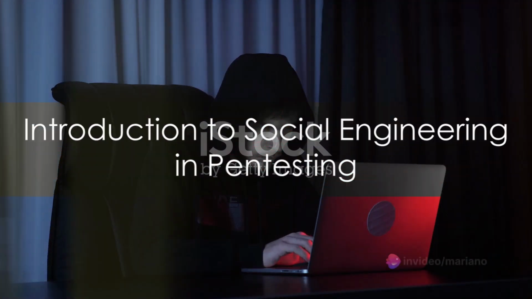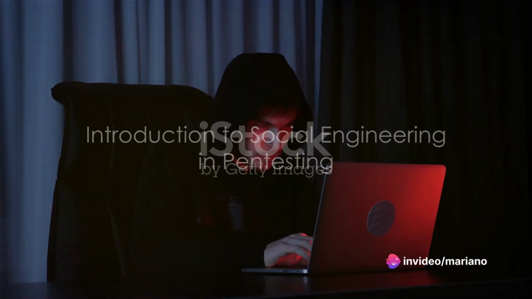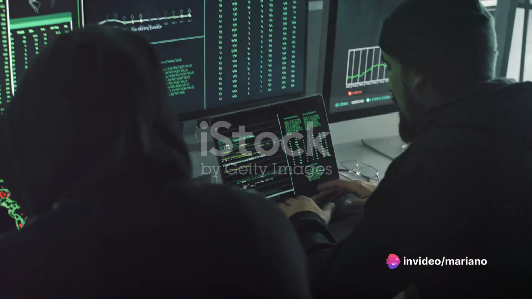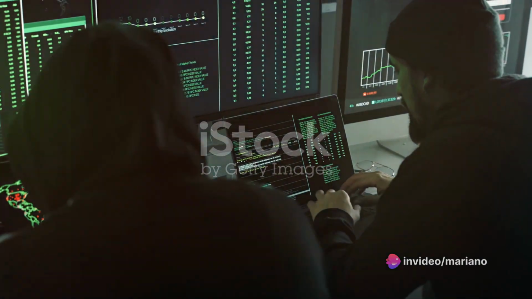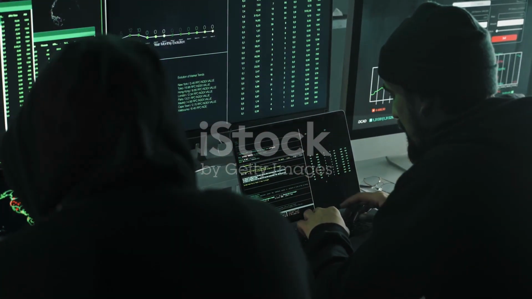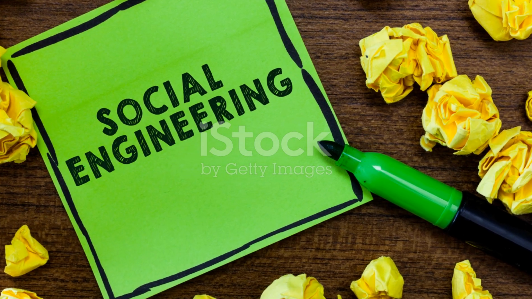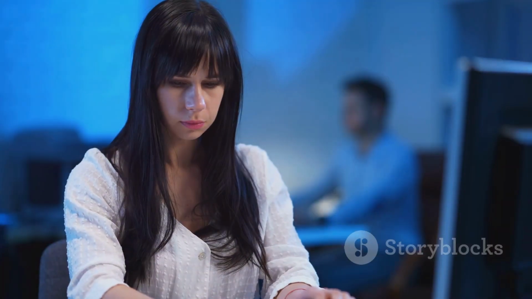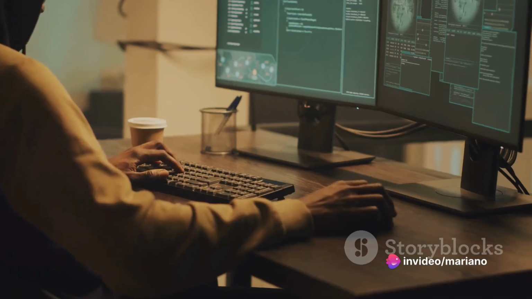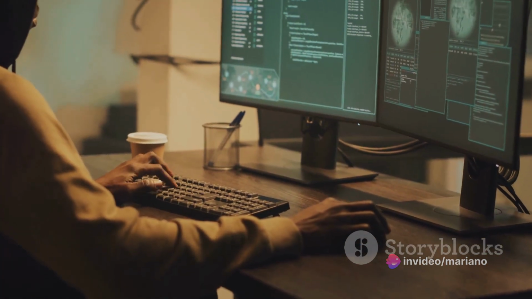Have you ever wondered how hackers trick people into revealing sensitive information? This phenomenon is known as social engineering, a crucial aspect of pen testing. But what exactly is social engineering? It's an art of manipulation, playing on human psychology to get people to spill secrets they normally wouldn't. It's not about cracking code, but cracking the human mind.